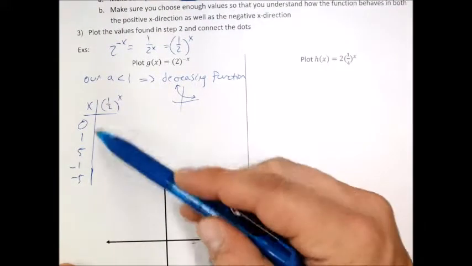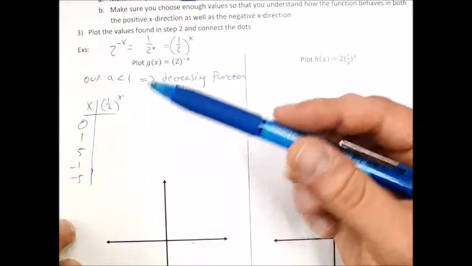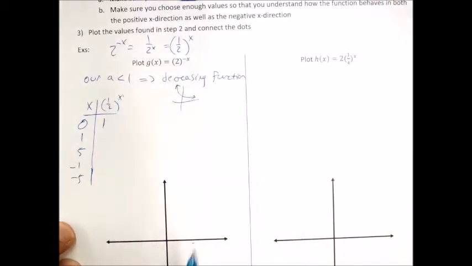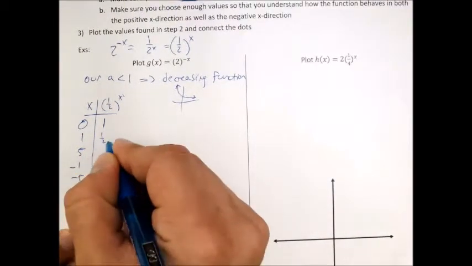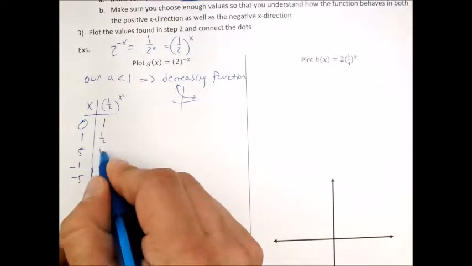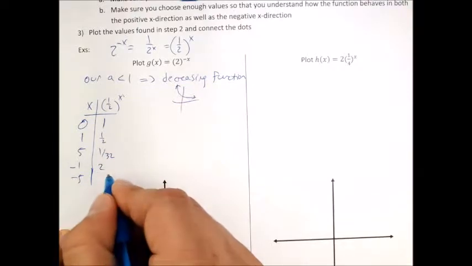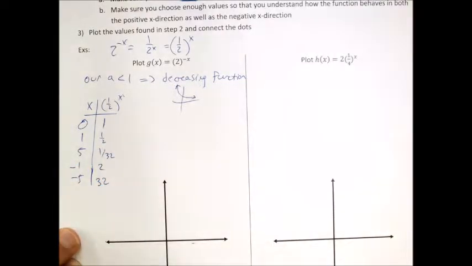And when I plug these values into this x, I did this ahead of time, and I got the following. When you plug a 0 in there, you get 1, right? You get (1/2) to the 0, which is 1. When you plug a 1 in there, you get 1/2. When you plug 5, you get 1 over 32. When you plug a -1 in, you get 2. And when you plug a -5 in, you get positive 32.